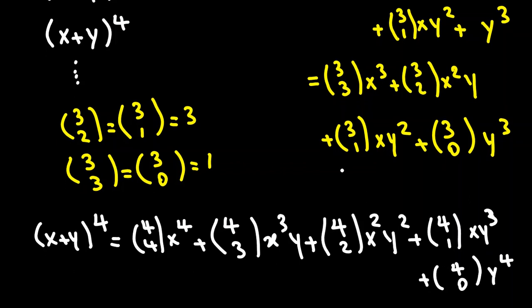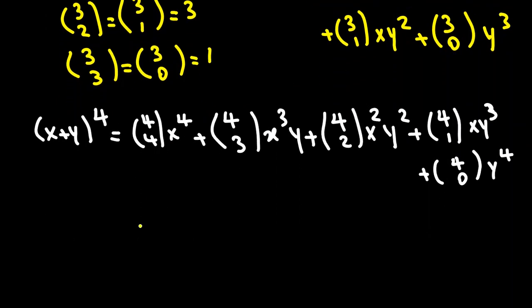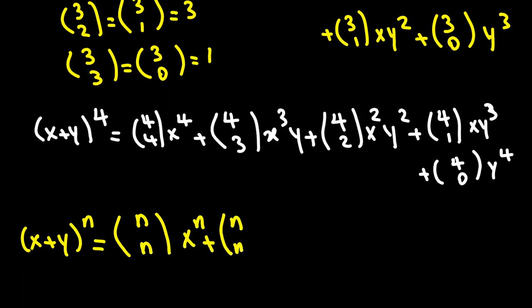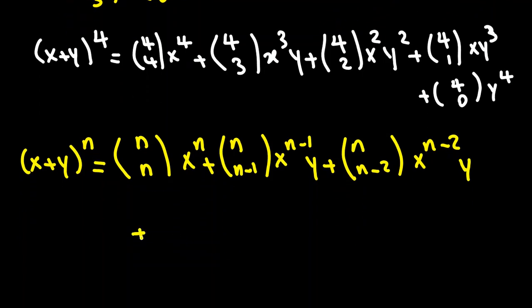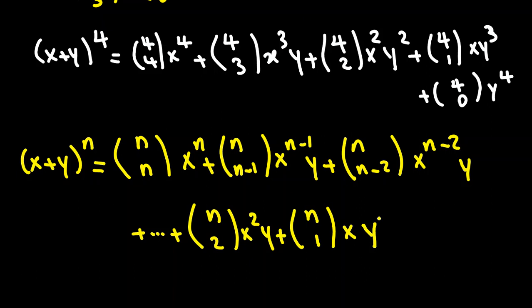Now if I want to generalize this for n, it will be what? It will be (x plus y) to the power of n equal to n choose n x to the power of n plus n choose n minus 1 x to the power of n minus 1 y plus n choose n minus 2 x to the power of n minus 2 y squared. And you can write until, for example, n choose 2 x squared y to the n minus 2, plus n choose 1 x y to the n minus 1, and n choose 0 y to the power of n.